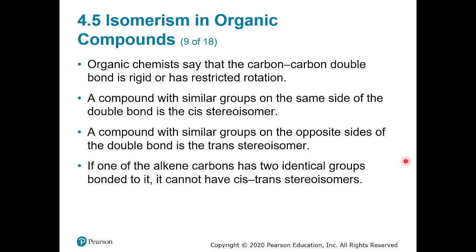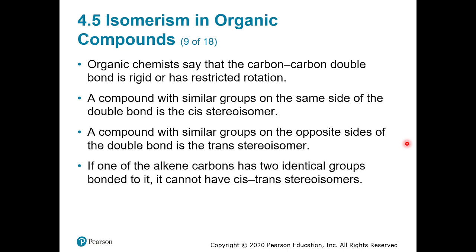Because again, double bonds are not going to allow rotation around the double bond because you'd have to break part of the double bond. Okay. So the organic chemists, we're going to say that carbon-carbon double bond has a rigid or restricted rotation. The compound with similar groups on the same side of the double bond is a cis stereoisomer. Compounds with similar groups on opposite sides of the double bond are going to be our trans stereoisomer.